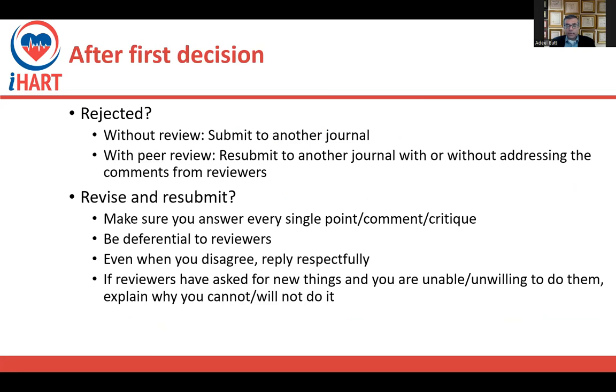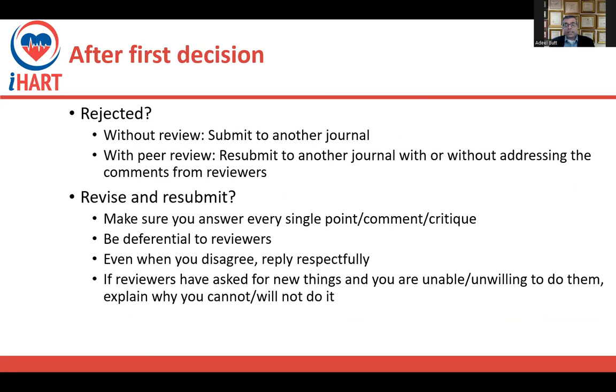After the first decision, if it is rejected, what can you do? If the paper is rejected without review, you can submit to another journal with or without any changes to that paper, based on if any new information has come to light.